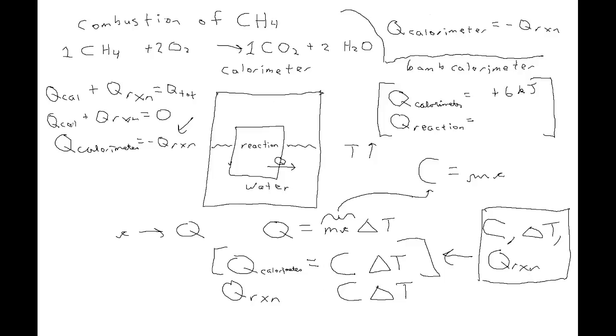That's right. This is the point of this work that we did up here. The Q for the reaction is the negative of the Q for the calorimeter. So if you were going to substitute in, you're not going to substitute in Q reaction for Q calorimeter, you're going to substitute in the negative of that.